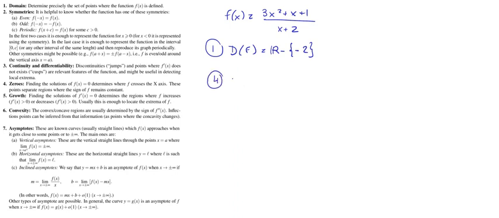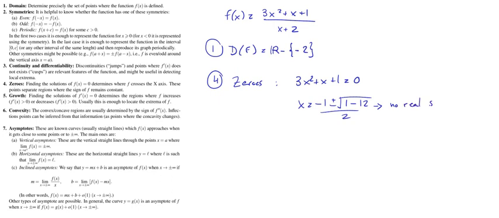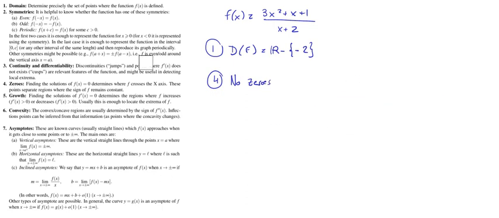The zeros are the points that make 3x squared plus x plus 1 equal 0. This discriminant is 1 minus 12, negative, so no real roots, no real solutions. There are no points in which f crosses the x-axis, so no zeros. This is a parabola that doesn't touch the x-axis.